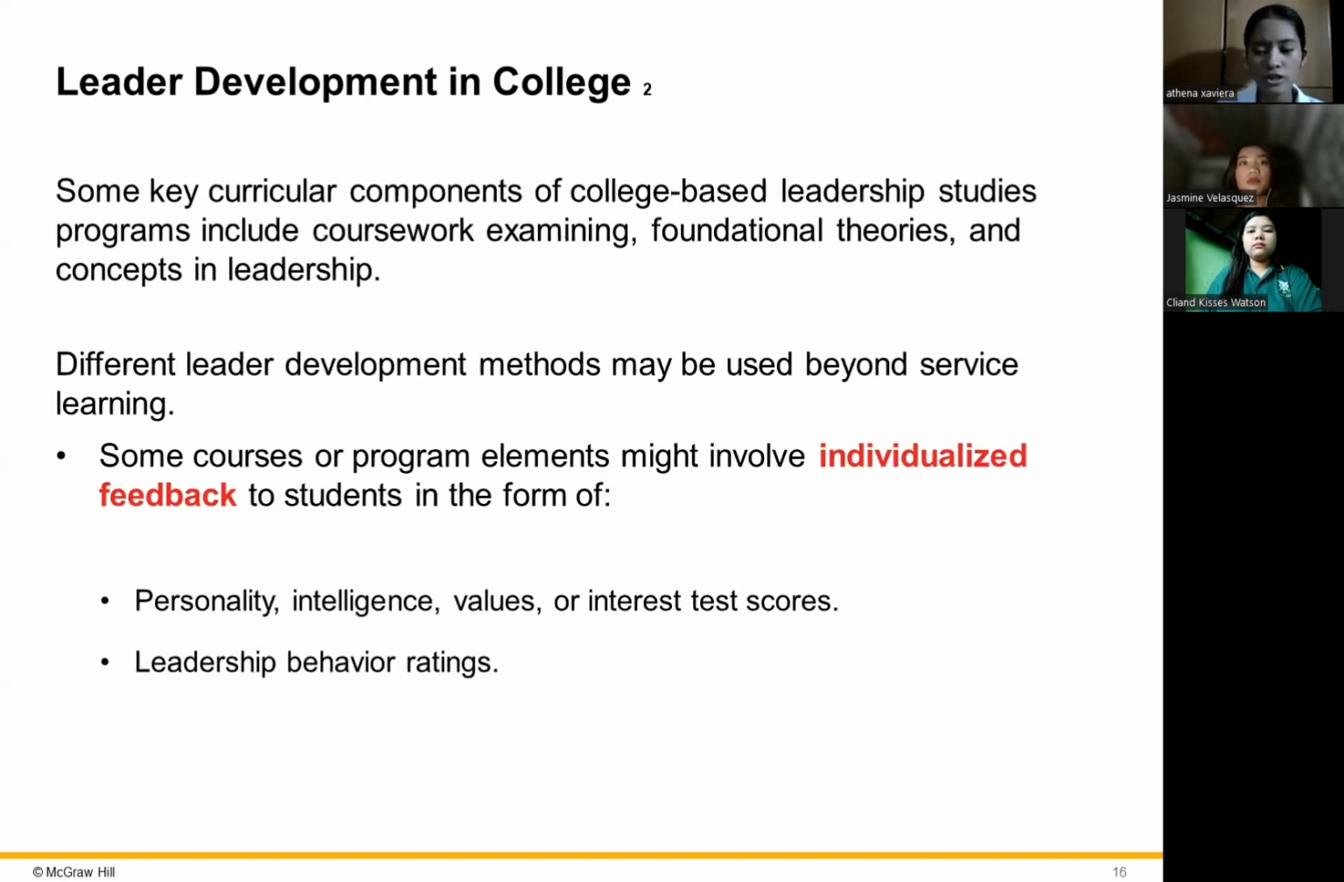These are the key curricular components of college-based leadership studies programs. First, the coursework examining; second, foundational theories; and third, the concepts in leadership. Here are the different leader development methods that can be used beyond service learning.